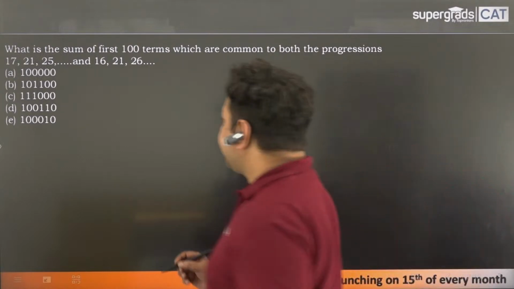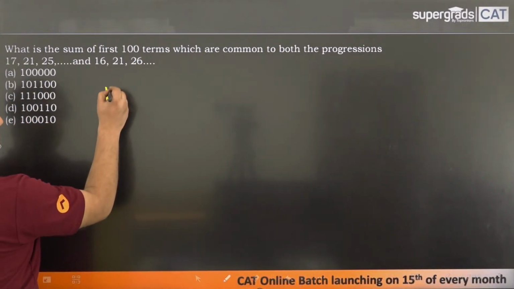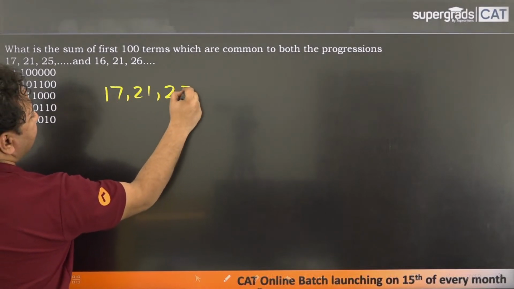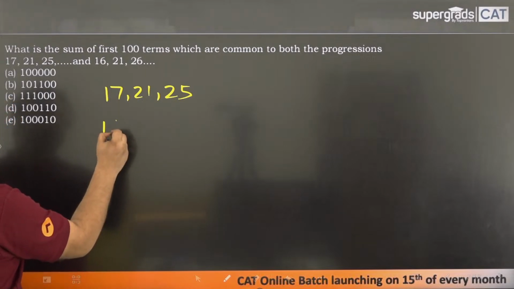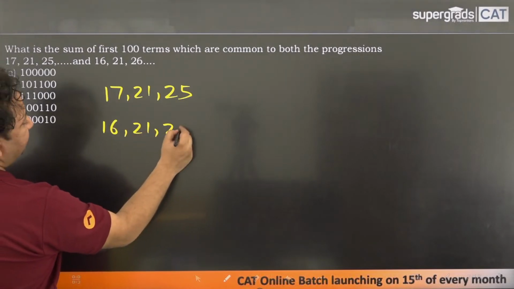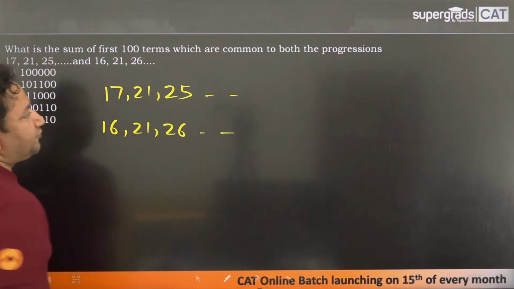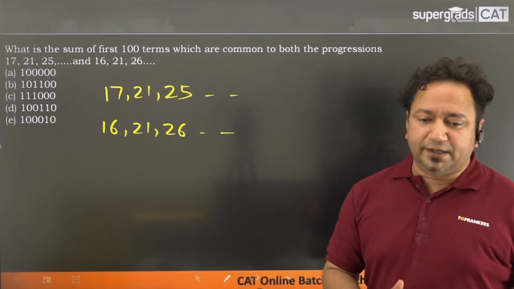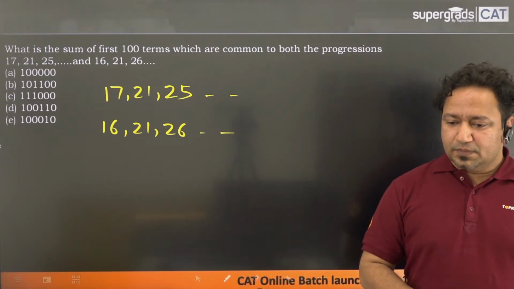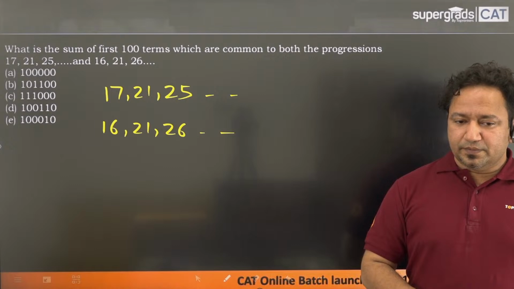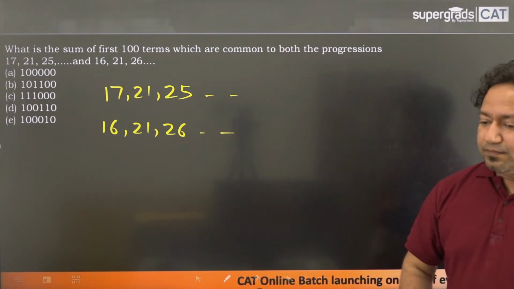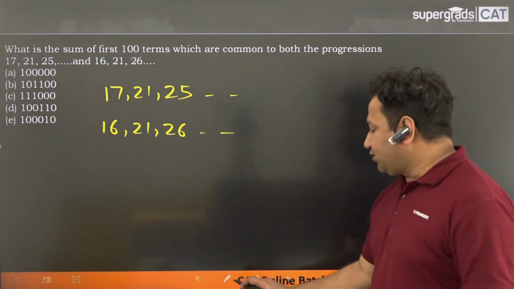So here we have two series, and both are arithmetic progressions. That is something which you can understand. The first one has a gap of 4. The second one has a gap of 5, and so on. So we have to find the common terms and then the sum of the first 100 common terms. So let's discuss something. How are you going to approach this question? What is the right way to approach this question?